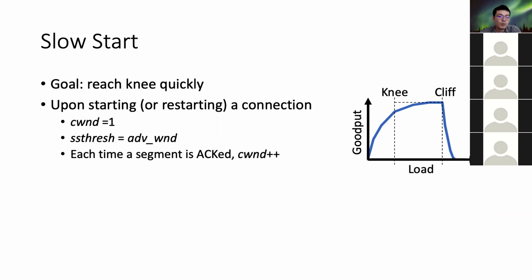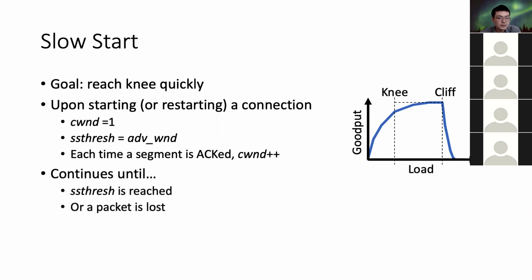So why increase just by 1 per acknowledgement? It doesn't seem really fast, but actually, it's really fast. Let's take a look at why. This continues until either the SS threshold is reached, which means you reach the knee, or the estimated point of the knee, or a packet loss occurs, which means you reach the cliff. Then this should stop. Because this increases really fast, let's take a look at why.